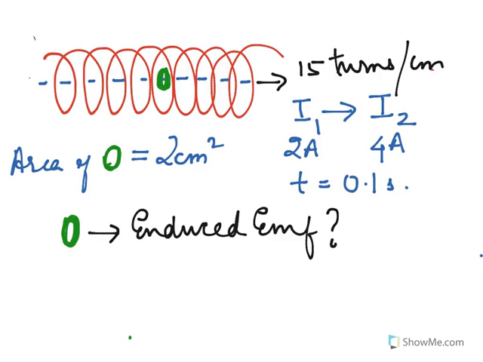The question says that there is a long solenoid with 15 turns per centimeter and it has a small loop. The small loop is given by this green color. It's placed inside the solenoid and it's normal to the axis of the solenoid. If the current carried by the solenoid changes from 2 amperes to 4 amperes in time 0.1 second, then what is the induced EMF in the loop when the current is changing? So we need to find out what is the induced EMF.